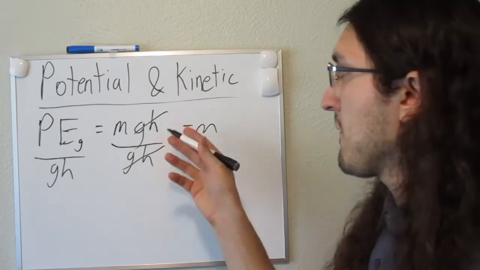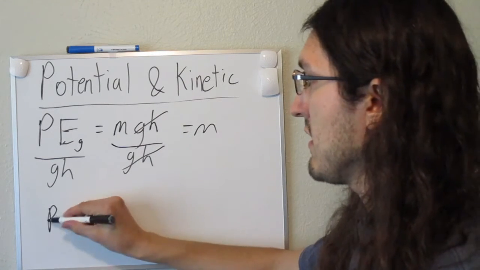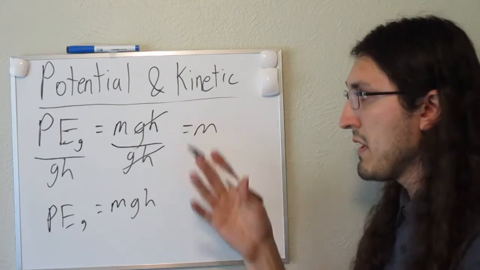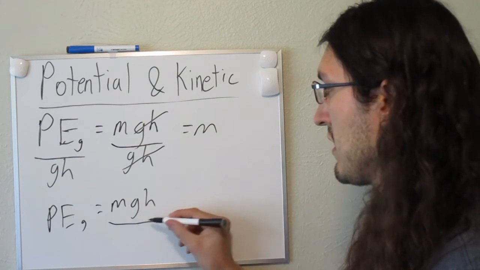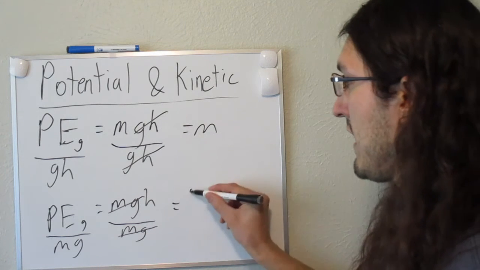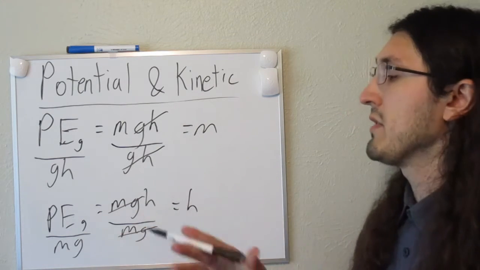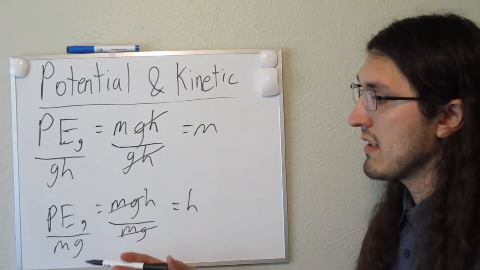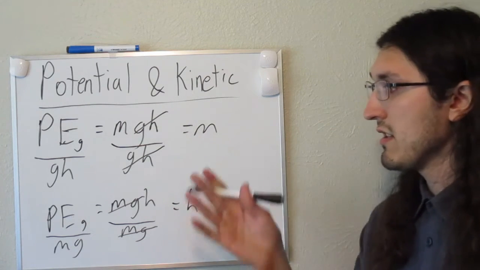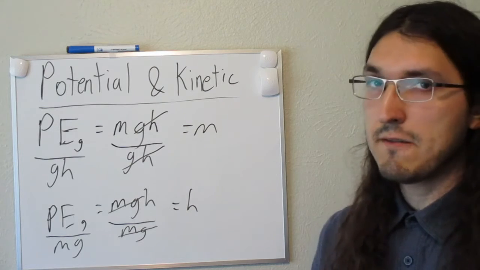If I wanted to solve for height, it would be a very similar process. To solve for height, I would need to get the m and the g out of the way. So just like I did up here, I'm just going to divide by both those variables. I can cancel that stuff on the right. Then I just have h is equal to the potential energy divided by the mass and the acceleration from gravity. Okay, so that's how you use that equation and put it in different forms to solve for the variables within it.